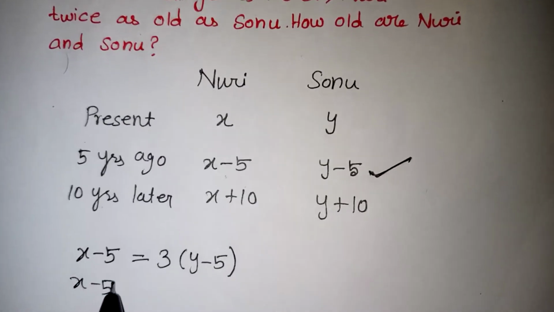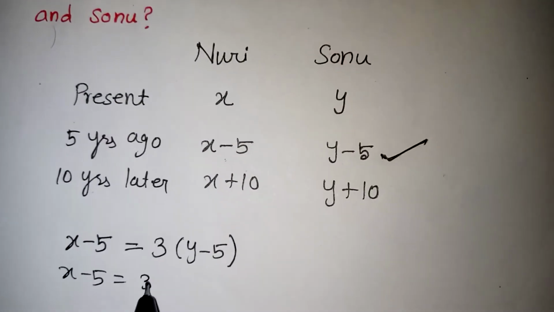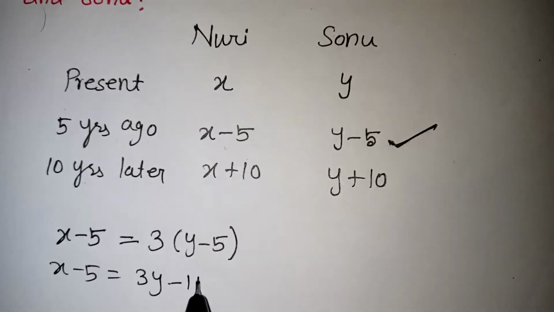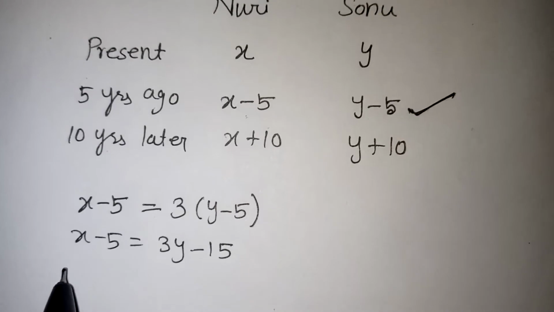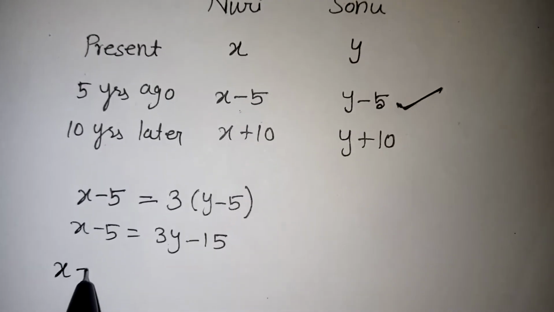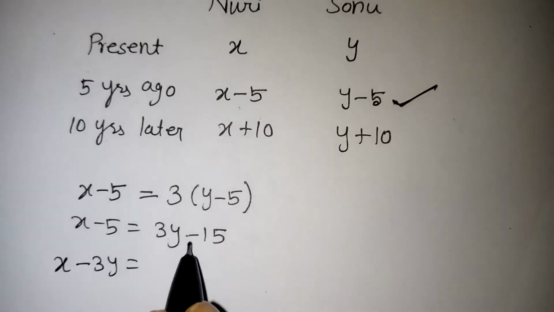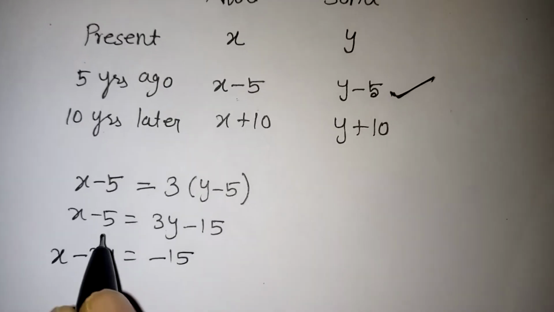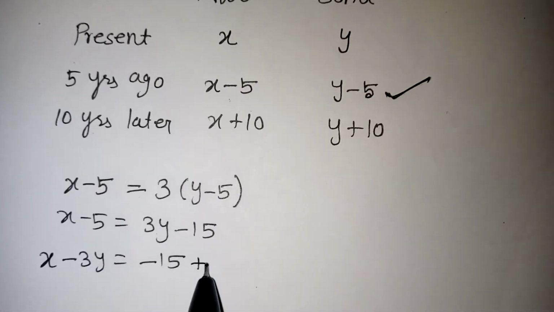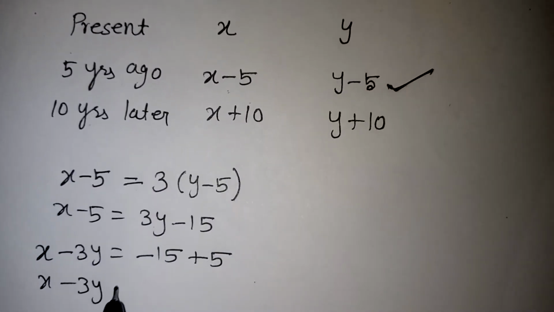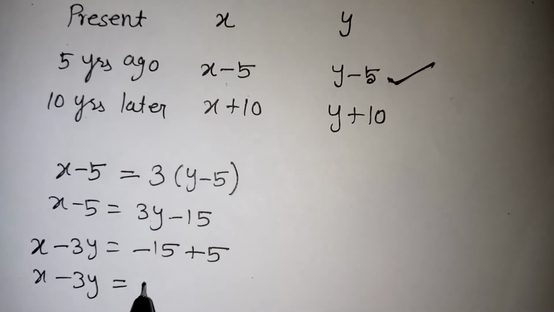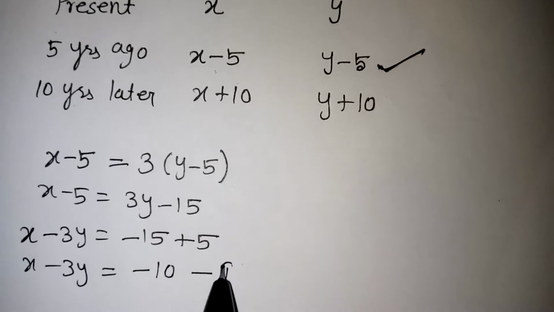X minus 5 is equal to 3 into Y, 3Y, and 3 fives are 15. Bring all the variables to one side and numbers to the other side. So X, plus 3Y coming to this side becomes minus 3Y. This is minus 15, and the minus 5 when taken to this side becomes plus 5. So X minus 3Y is equal to minus 15 plus 5, which gives minus 10. This is my first equation.